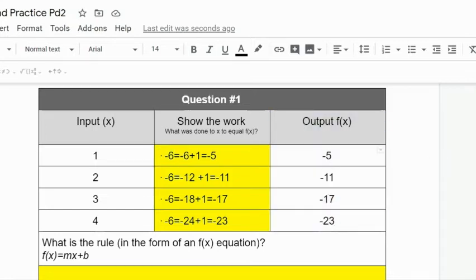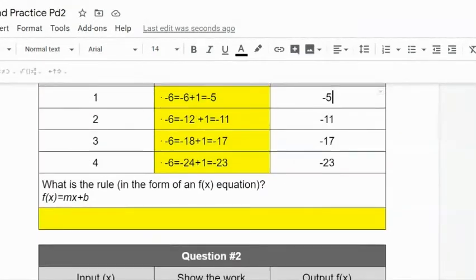However, looking at 1 times -6, that equals -6. So there is the second operation to get to -5. -6 plus 1 equals -5. Now let's try it on the other one to make sure it works out. I'm going to grab my multiplication sign. Ooh, no, I cannot move on because I did not write my rule. So let's write a rule. F of x equals -6 times x, right? Anything in the input plus 1. And that will be my rule.